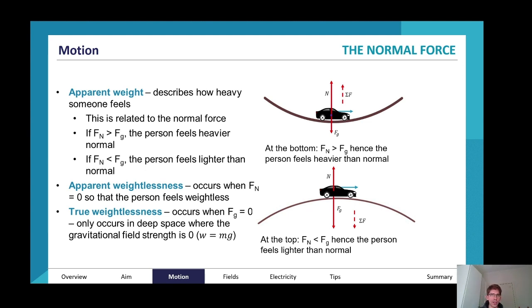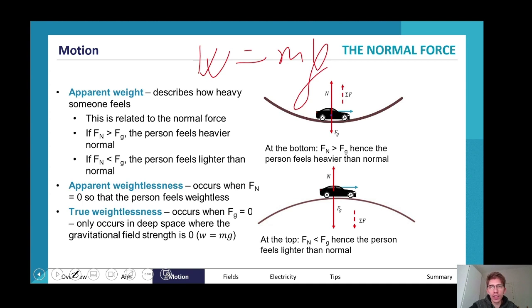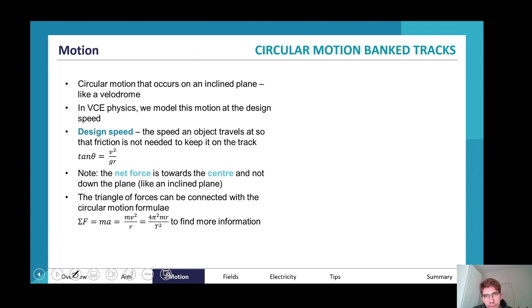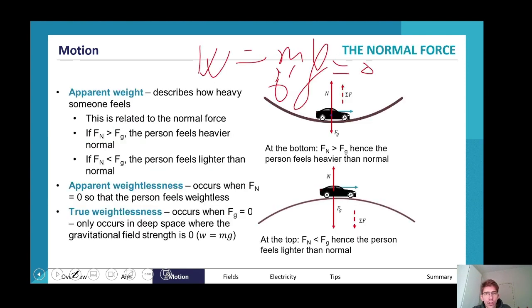True weightlessness, however, is not like apparent weightlessness. It's not apparent. It's not what we feel. It's true. It's the actual, factual weight. Our own factual weight is equal to mg, right? And it can only be equal to zero if the mass is equal to zero, or if acceleration due to gravity is equal to zero. And this can only occur in deep space.